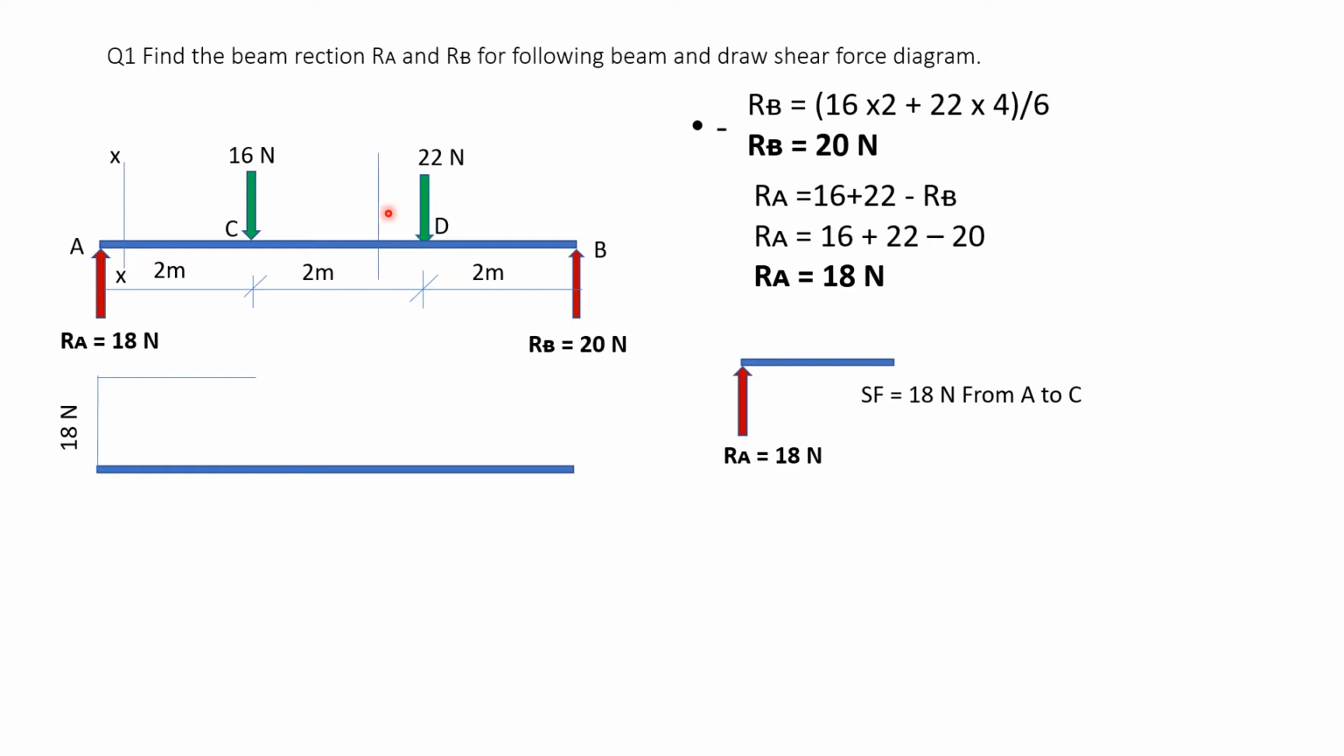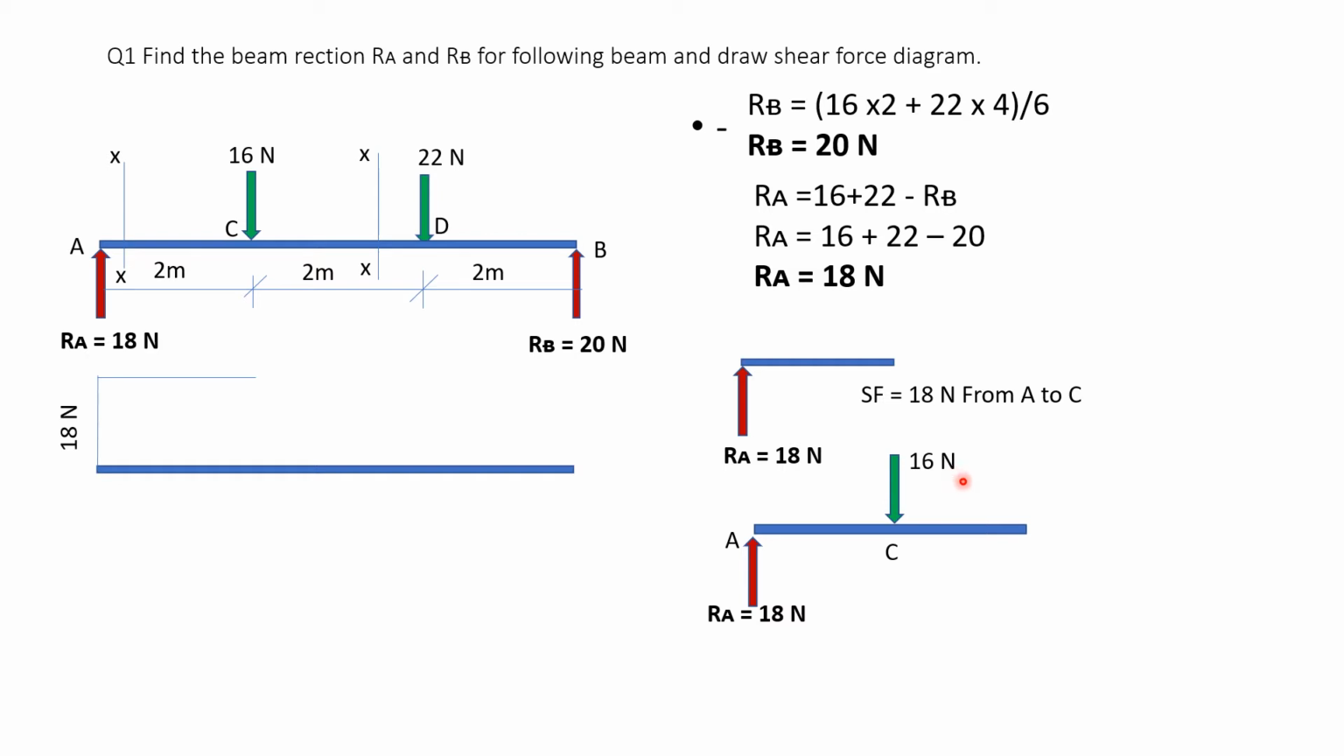Now if I consider a section between C and D, again I'm calling it section XX, and now if I concentrate on my left hand side of the beam, how will it look? On the left hand side there are now two forces: RA going upward at point A, and at C, a 16 Newton force going downward.